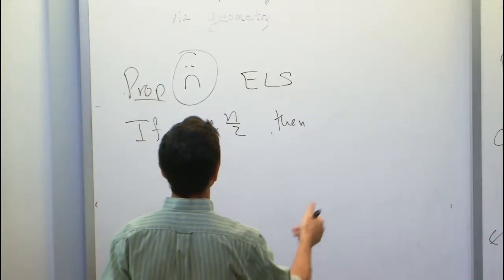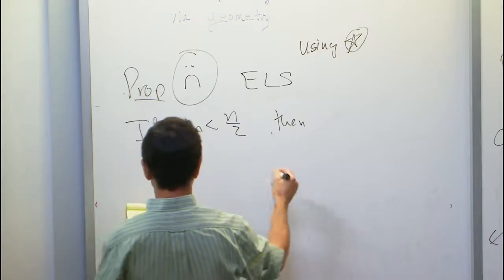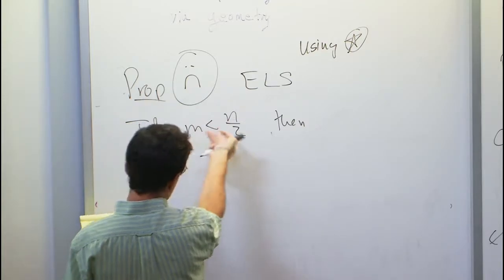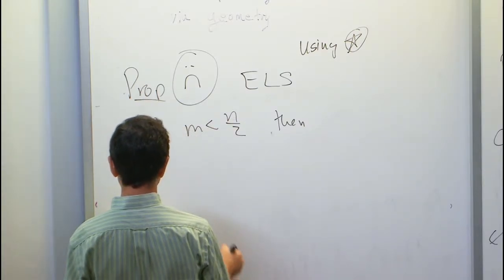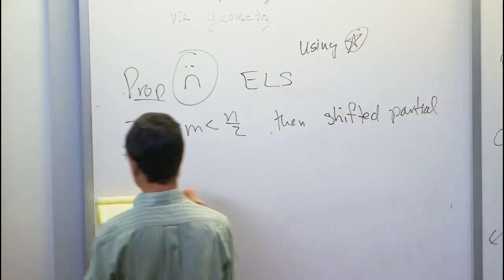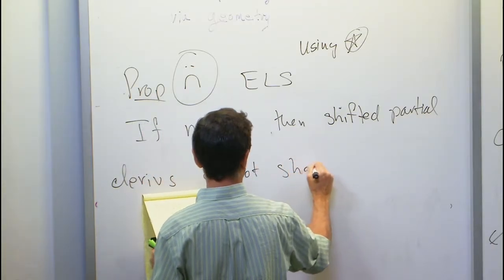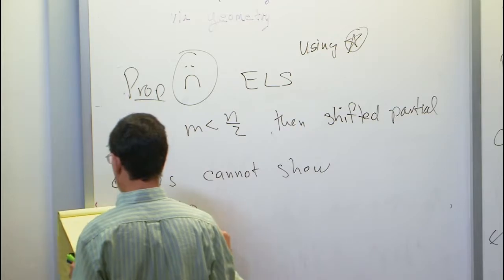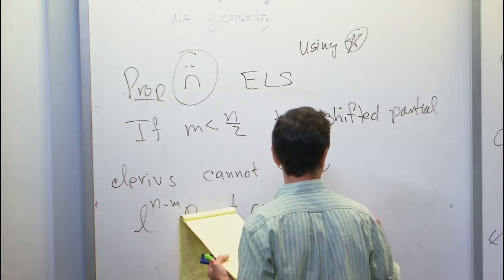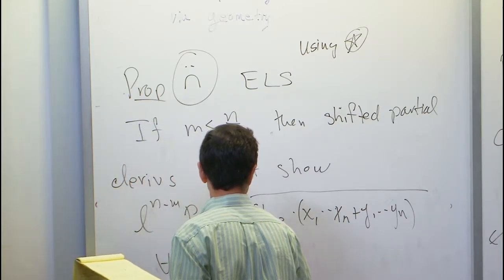Right, but unfortunately using that result, if m is less than n over 2, and remember we want it to be at least smaller than square root of n to say something new, then shifted partial derivatives cannot show that L to the n minus m P is not contained in the GL_{n squared} orbit closure of that polynomial for all p with the rank that looks like the permanent.